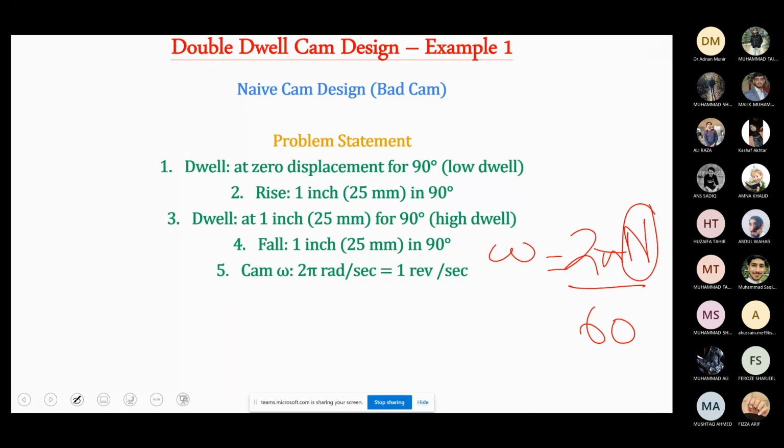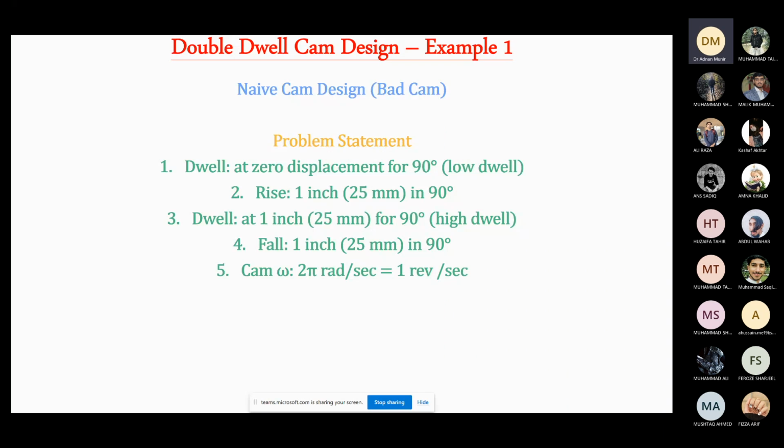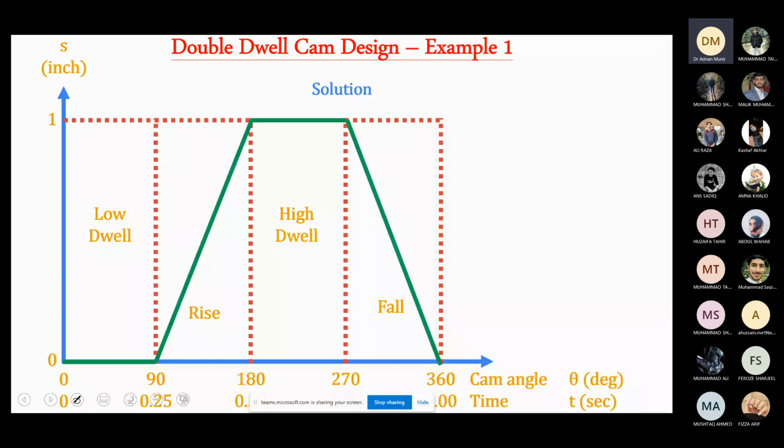So now this is the displacement versus theta diagram we already discussed. You can see we have dwell, low dwell, rise, linear, high dwell, and fall, right? Now, if we want to calculate the velocity from here, what we can simply do is differentiate s, ds by dt, and that will give us the velocity.